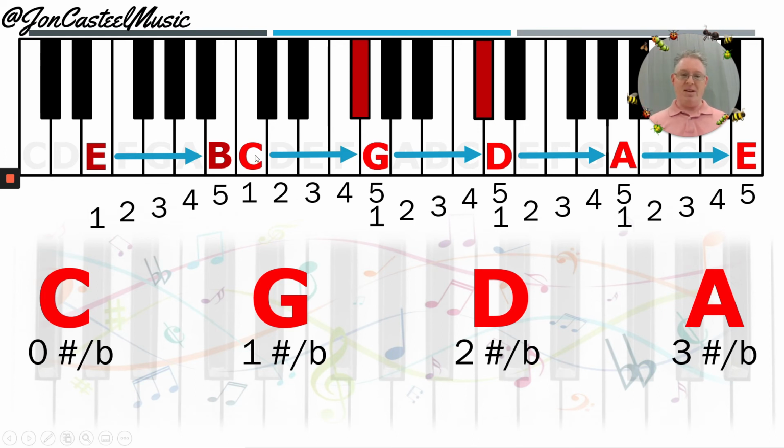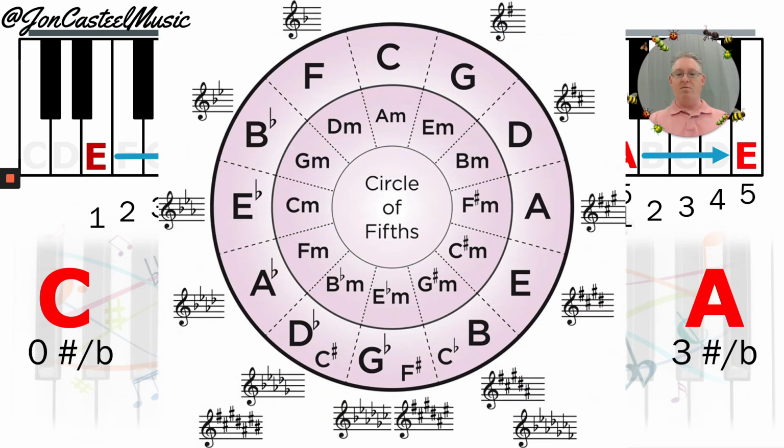So C has 0 sharps. G, which is a 5th away from C, has 1 sharp. Another 5th away from that is D, which has 2 sharps. Another 5th is A, which has 3 sharps. E would have 4 sharps. B would have 5 sharps. F sharp would have 6 sharps. And C sharp would have 7 sharps in its key. That's what we call the circle of fifths.